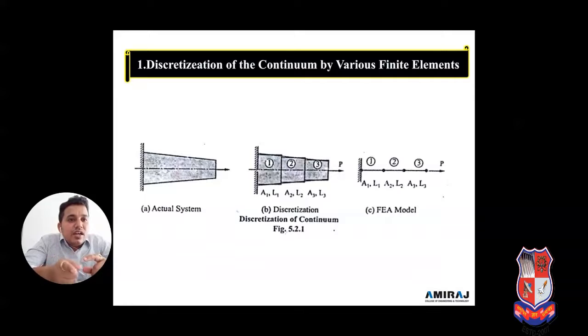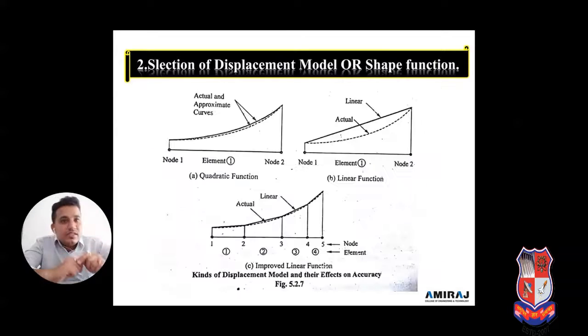If we convert this discretization model into the FEA model, it is figure C. Here we are using 1D bar elements. So the last figure, figure C, indicates 1D bar elements. This is the first step of any FEA analysis. Now look forward to the second step. The second step is the shape function, selection of a displacement model.